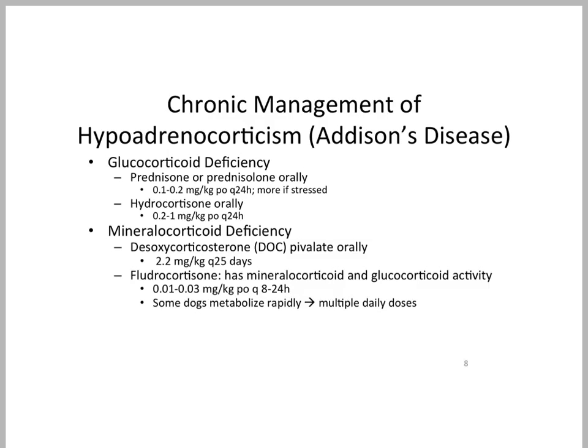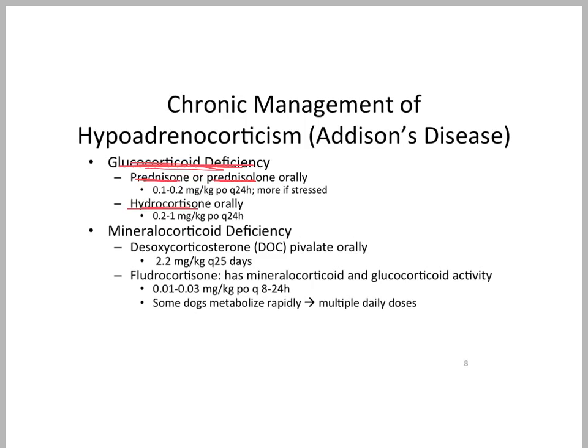But chronically, when you manage these, again, you're replacing the two hormones that are missing. Basically, cortisol's missing, so we've got to replace it with a synthetic glucocorticoid, and that generally is either prednisolone or prednisone, or some people prefer to use hydrocortisone, which is identical to cortisol, but it's the pharmaceutical prep.